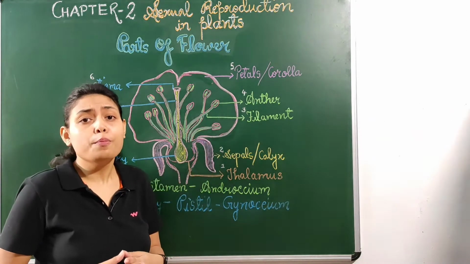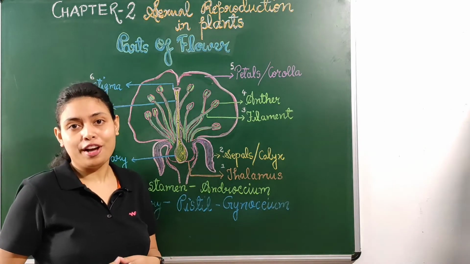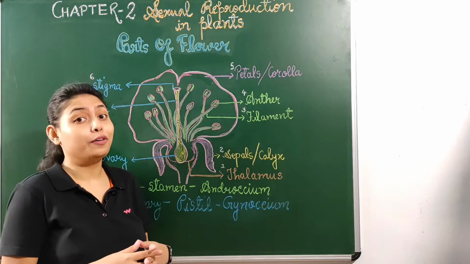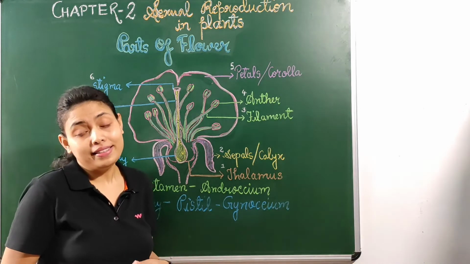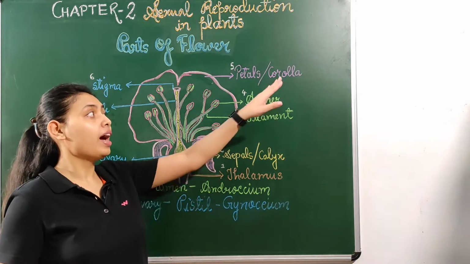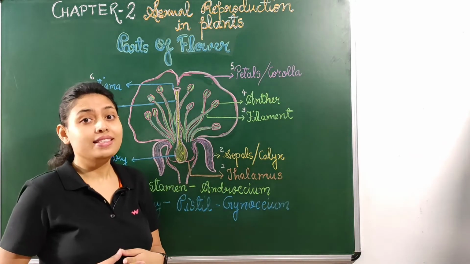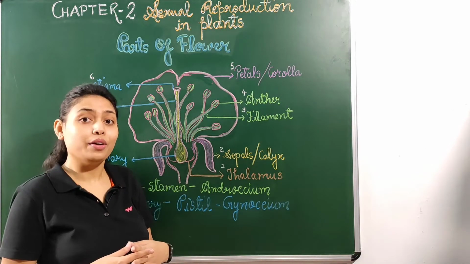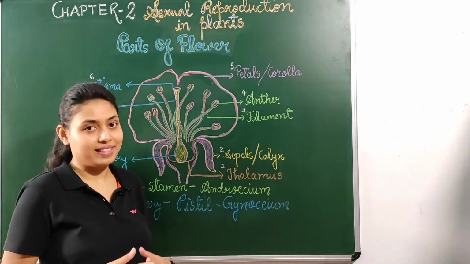Petals. Petals are the most attractive part of a flower as it gives color to a flower. Petals collectively are known as corolla. Sepals collectively are known as calyx.